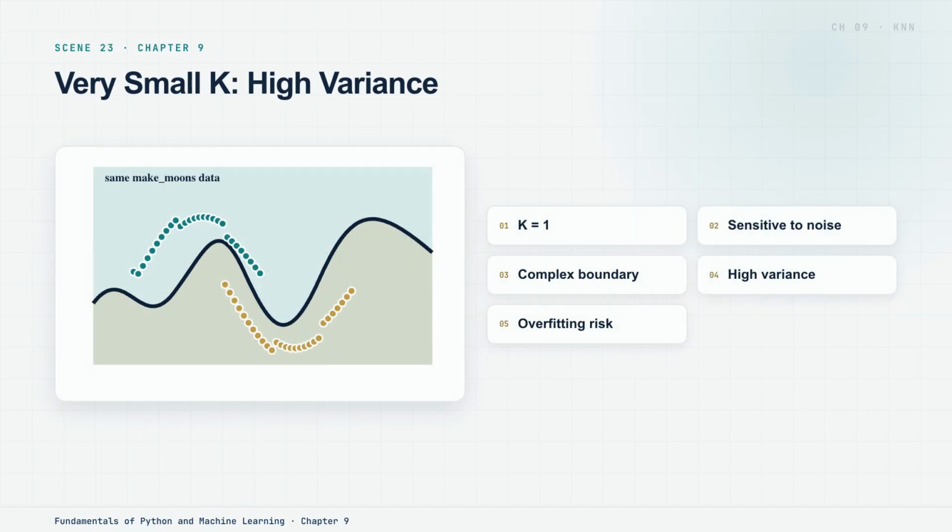When k equals 1, the prediction depends entirely on the single nearest training example. This can create a highly irregular decision boundary. An isolated noisy observation may create its own small classification region. The model can fit the training data extremely closely while performing less reliably on new data. This behavior is associated with high variance and overfitting. A low training error does not prove that the model generalizes well.